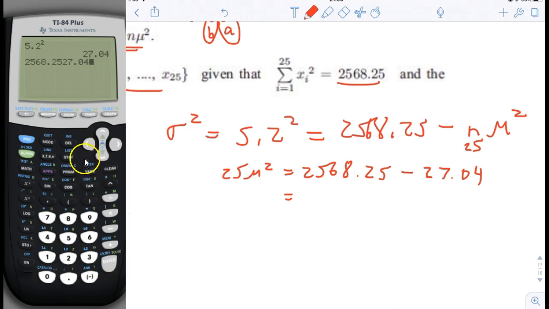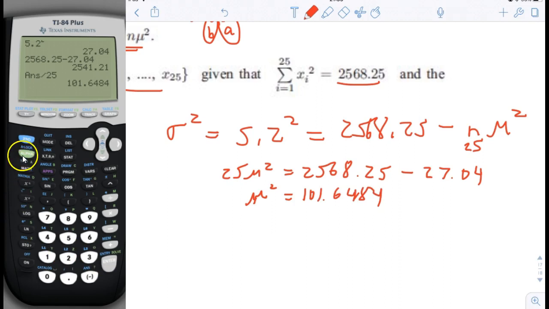We get that. Oops. We get that, and then we're going to divide both sides by 25. And so we'll get mu squared is equal to 101.6484. And if we find the square root of that, it's equal to 10.08. So that's it.